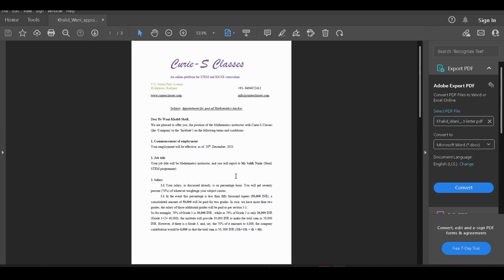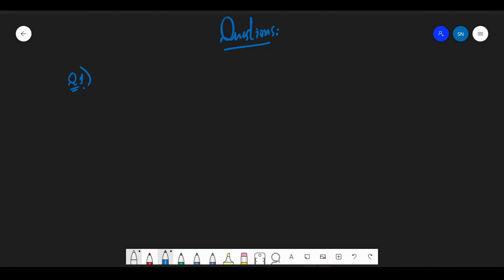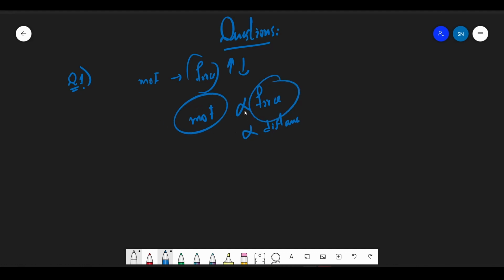Part A, the moment of a force is bigger if the force is smaller or bigger. What do you think is the answer? In order to produce more moment of force, should force be larger or smaller? Larger, obviously, because moment of force directly depends on force and also directly depends on distance. More the distance, more the moment of force. More the force, more the moment of force.